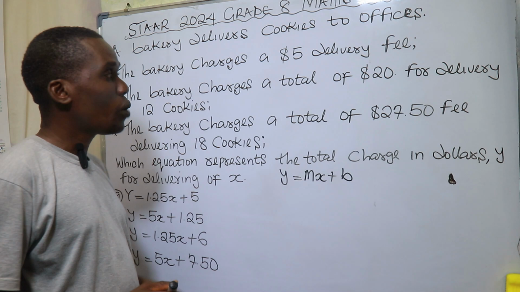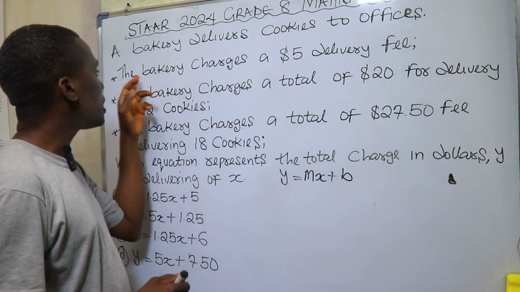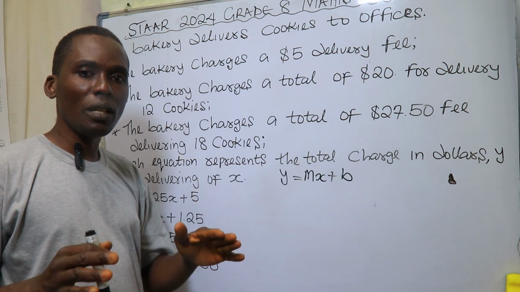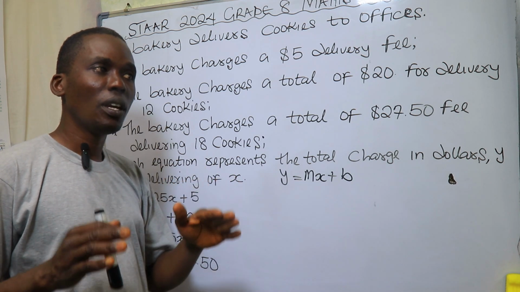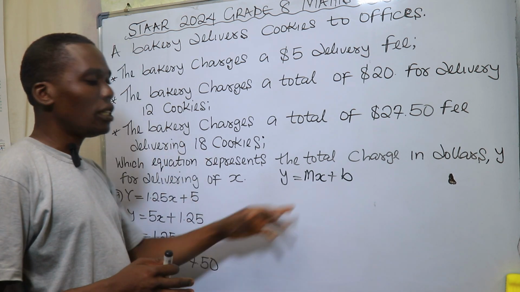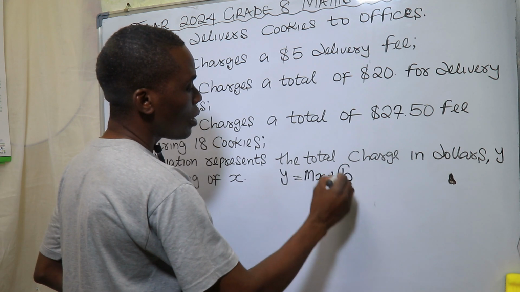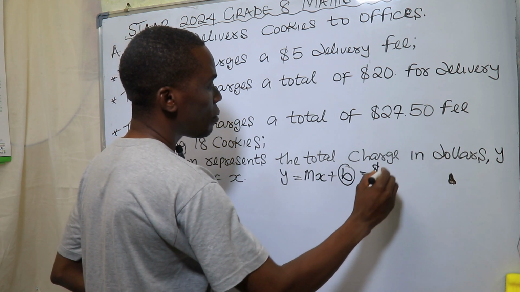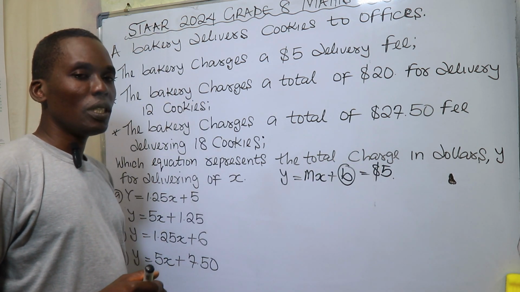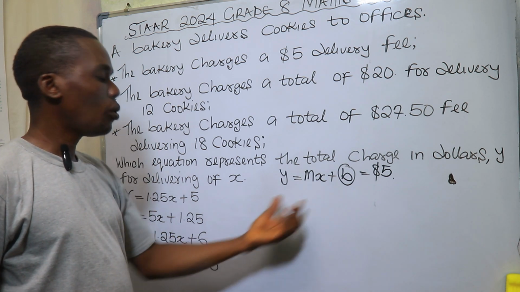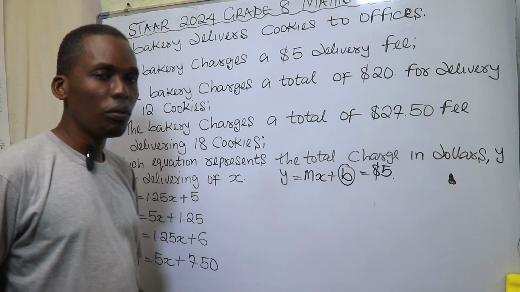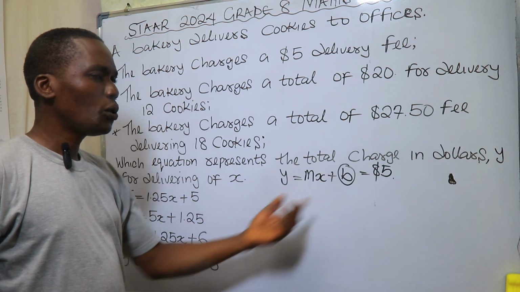Now from the question, we are meant to understand that the bakery charges a $5 delivery fee. So that means the $5 delivery fee is a fixed fee for delivering cookies, and it is a constant. So that means b is equal to $5. That cannot be changed. Now the question is, how can we find the value of m in this equation of a linear function? How do we find this?